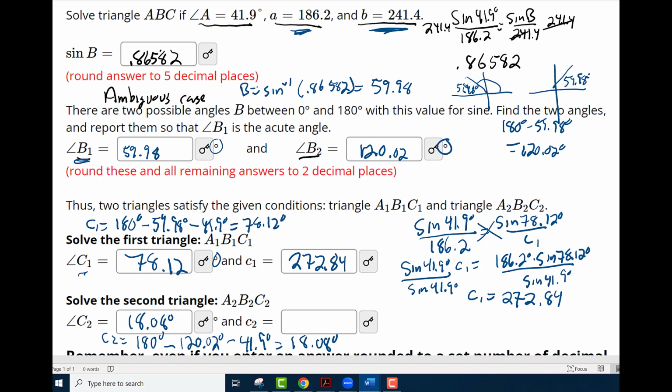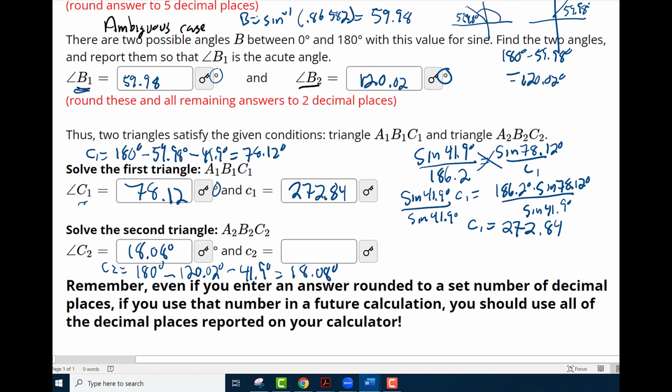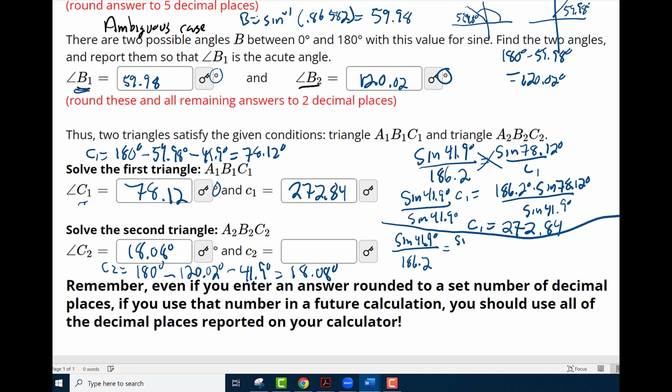Kind of getting low on space though. Let's try, I guess we'll start here. Sine of that same 41.9, that's the A, over the side A, 186.2 equals, let me just draw a little line to keep it separate, over sine of 18.08 degrees. So notice in this case, the C is much smaller. In the first case, the C was bigger than A, so the side C was bigger than A. Now we have an angle smaller than A, so the side should be smaller. That's kind of our little informal checking there.